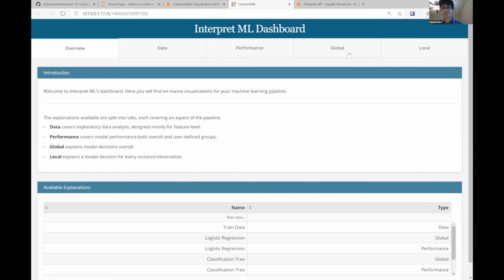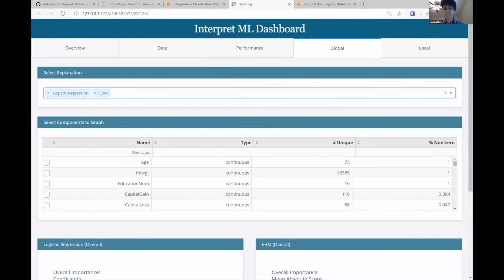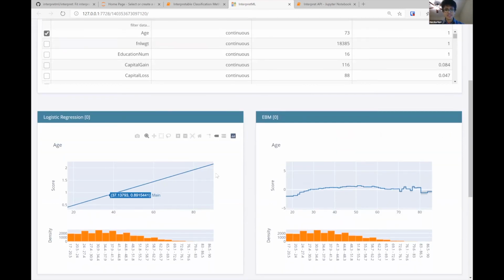Maybe an EBM is best in your situation. Maybe simple rules are easier to understand for some of your customers. It all depends on what kind of situation you're working with. And we just want to help provide the tools and the comparison framework for you to be able to pick which one you want to use. So for example, if we want to compare how a logistic regression did with an explainable boosting machine for these global explanations, we can see how they learn different things on each individual feature. And as you can see, the logistic regression and the explainable boosting machine have a very different model representation.